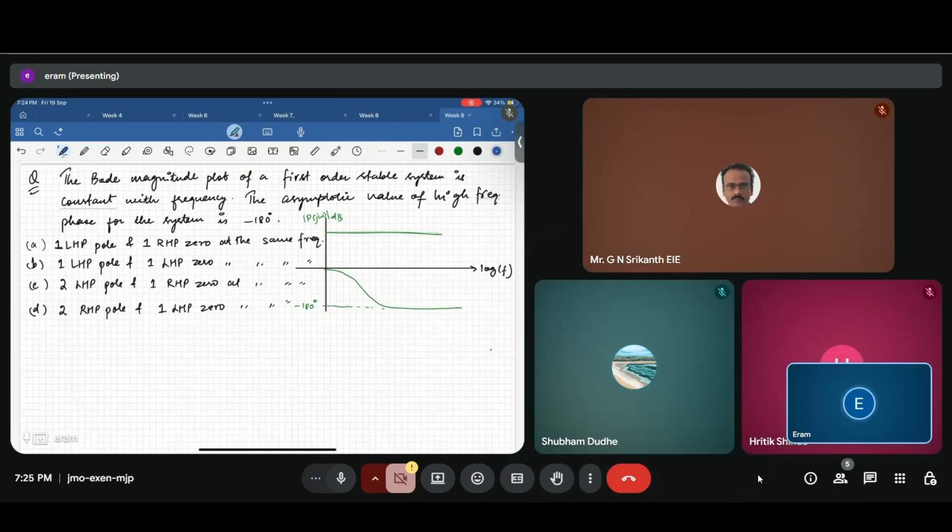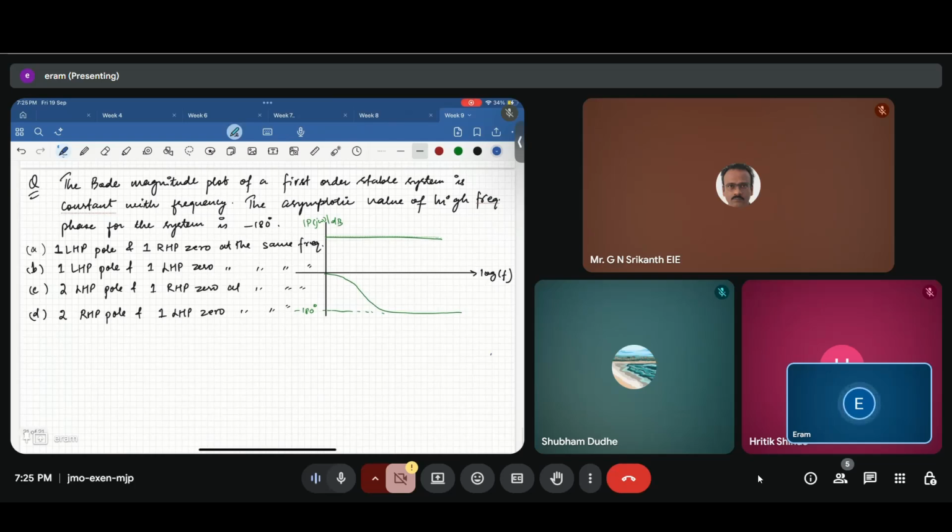Let's see how to solve. Okay, so the first clue is that we have a constant magnitude Bode plot. So what does it mean when you encounter a constant magnitude Bode plot? That can only happen if you have no frequency term appearing in the magnitude. That means whatever the frequency is, the magnitude remains the same. Then what can be the possibilities to achieve this?